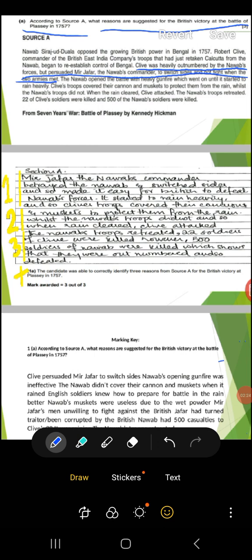The Nawab opened the battle with heavy gunfire, which went on until it started to rain heavily. Now, this is another strategy used by the British: they did not open fire because it had started to rain. Once the rain starts and you fire, it would not work. So this is one of the reasons the Nawab could not win. Fine, this is another reason. The British emerged victorious. Let's highlight this.